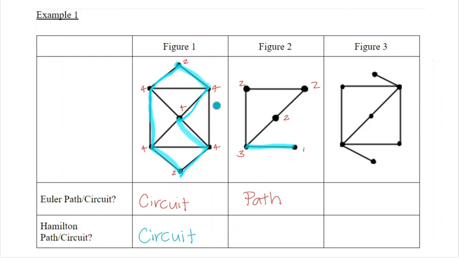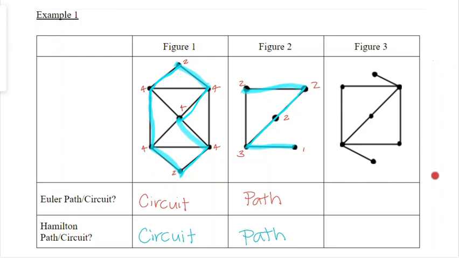Let me make a different choice. If I go this way, again, I have a Hamilton path. I do not have a Hamilton circuit. I cannot go from my ending vertex and follow an edge back to my starting vertex. So this one only has a Hamilton path, not a Hamilton circuit. So figure 2 has both an Euler path and a Hamilton path.